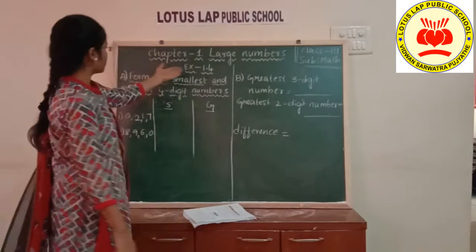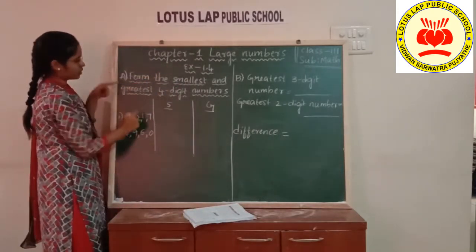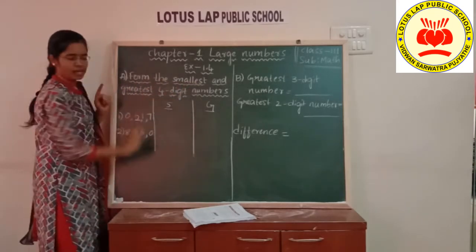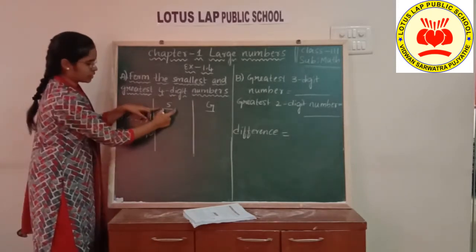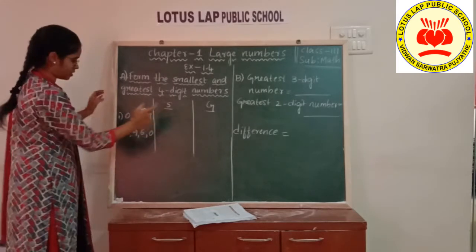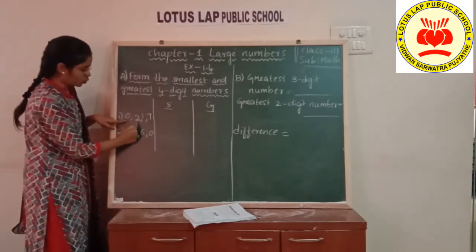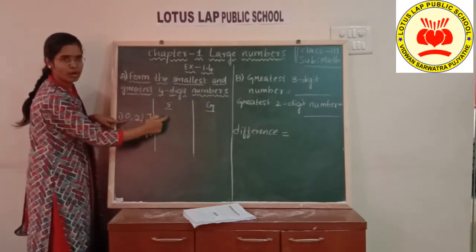So now we are in the exercise 1.4 children. Yes. Now our first one is form the smallest and greatest 4-digit numbers. Okay, forming smallest and greatest. So here I have written S for smallest and G for the greatest children. Okay, yes. Now see, here are our 4 digits 0, 2, 1, 7. By using these 4 digits, we should form smallest first.